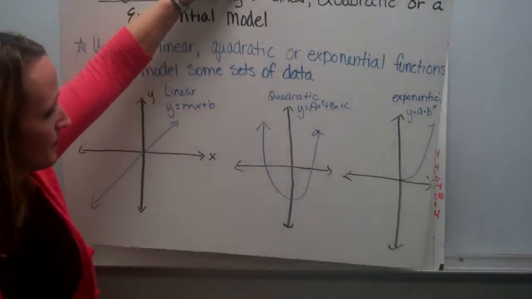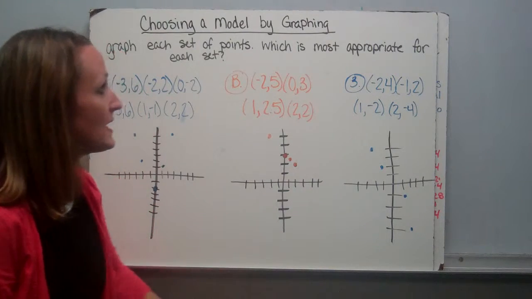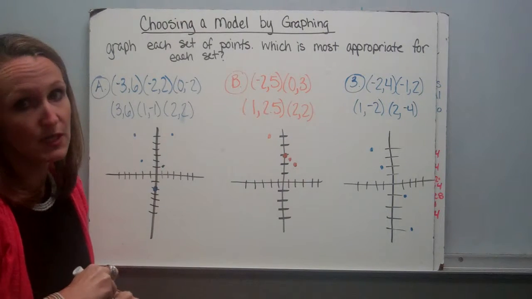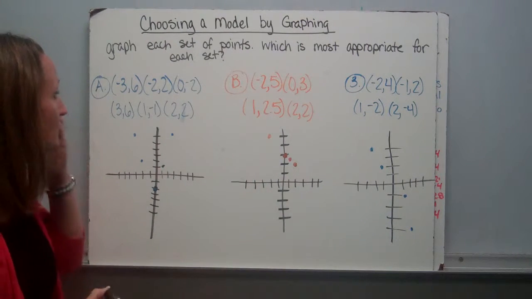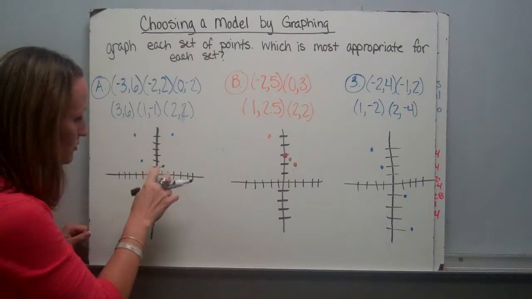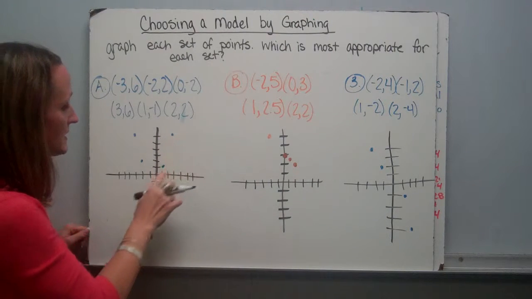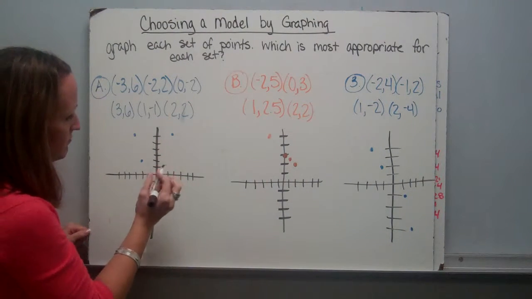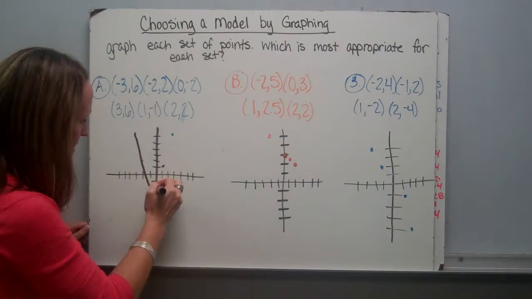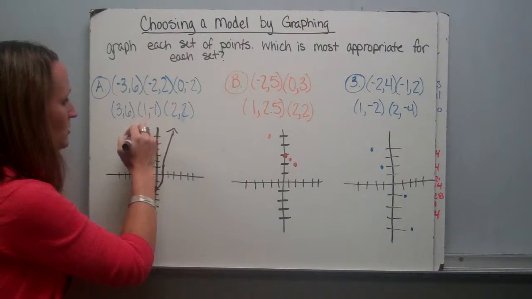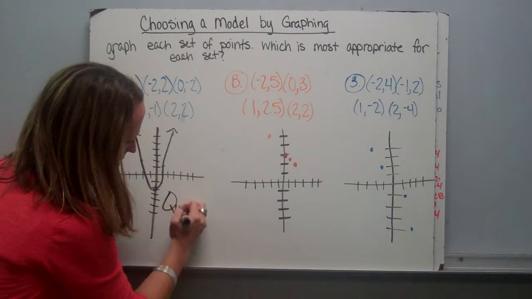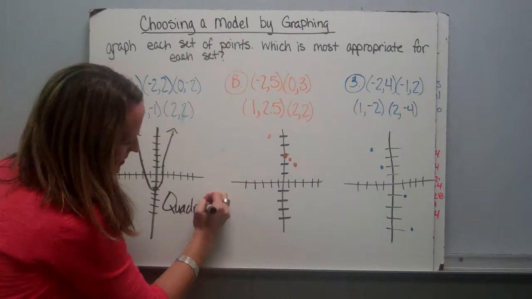So how do you know? Let's say you're given sets of points. You can always plot the points and graph them to determine what they are. Looking at the points in graph A, if I plot them, negative 2, 2, 0, 2, 3, 6, 1, negative 1, I missed one there, and 2, 2, and then I connect them, you will see this gives me a parabola. So this is going to be a quadratic.